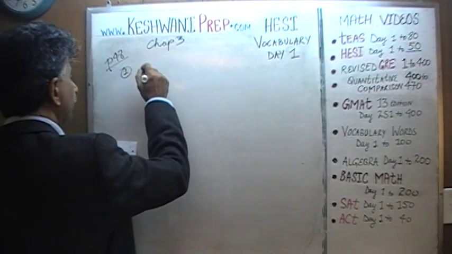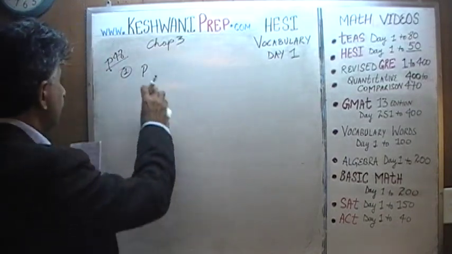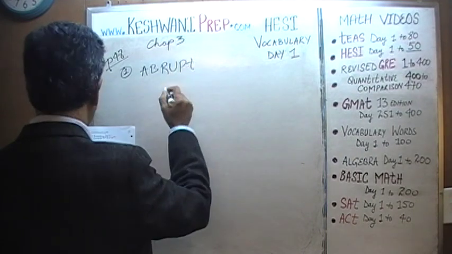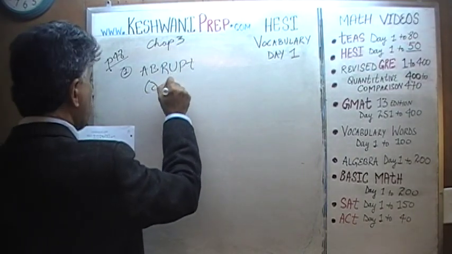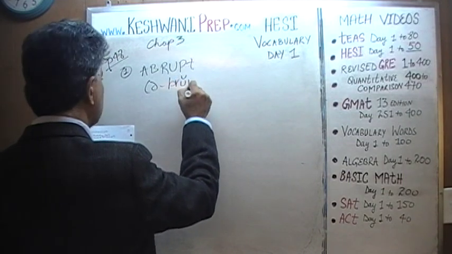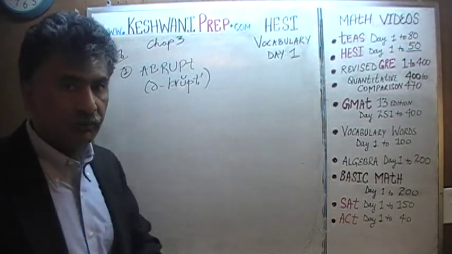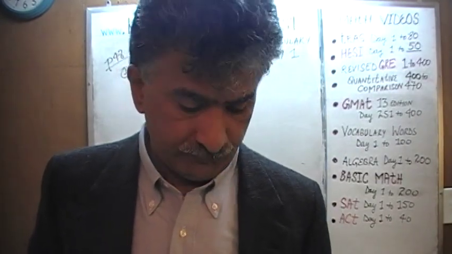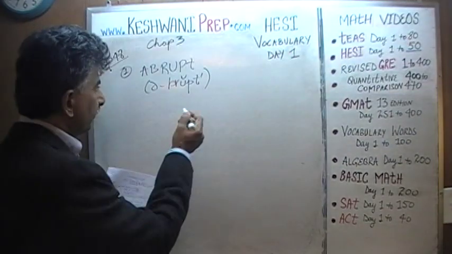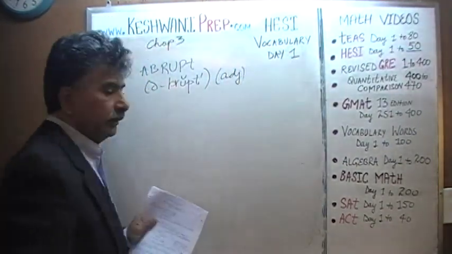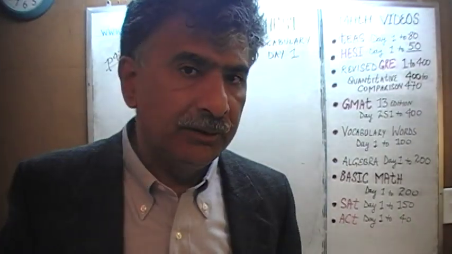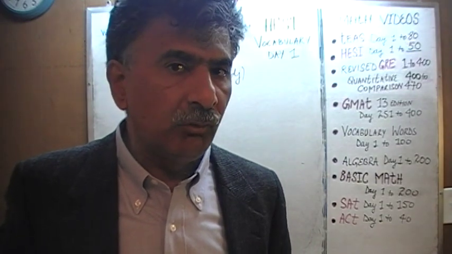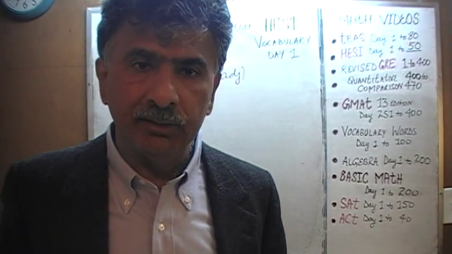First one. Abrupt. No matter how simple a word may be, I always make a point of writing the pronunciation. That's just what I do. Abrupt is an adjective. When you learn a word, don't simply learn the word and the meanings of the word. You must also know how to pronounce it properly, obviously. And you must also know what part of speech it is. And abrupt is an adjective.